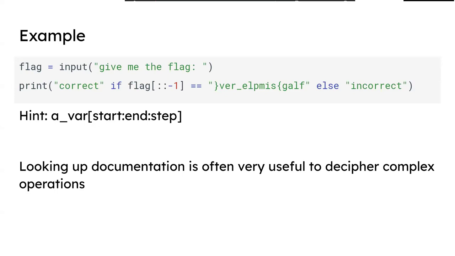One hint is for any variable, if there's that type of syntax, the first digit is going to be start, next one's going to be end, and the last one is going to be step. So start specifies the start of a substring, end is the end of the substring plus one, and step is how many characters we skip over.